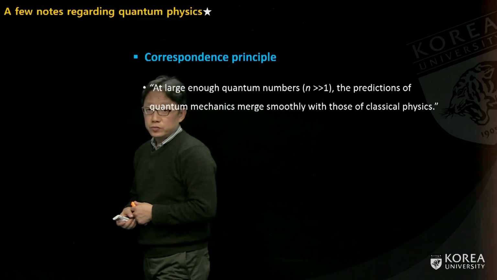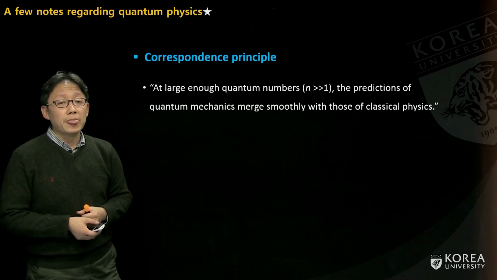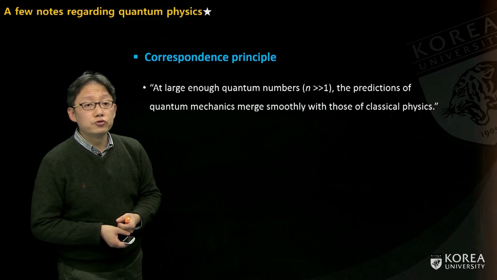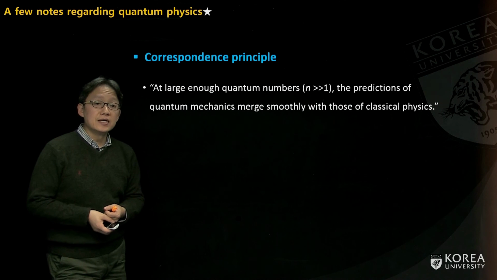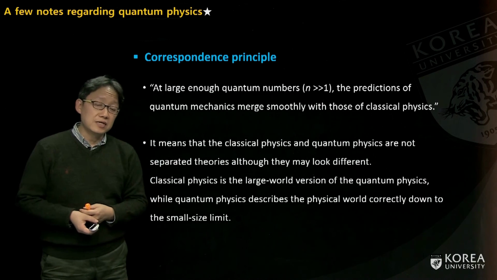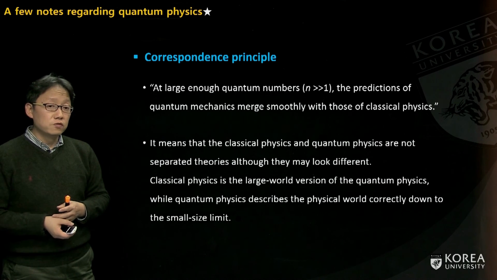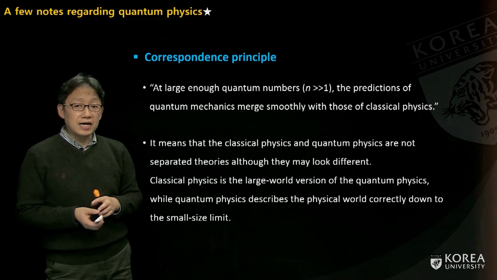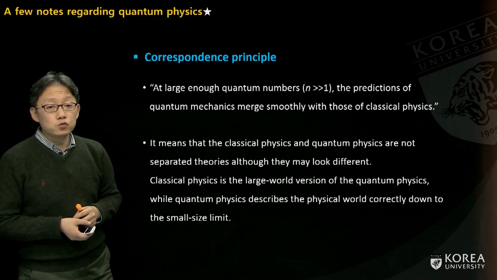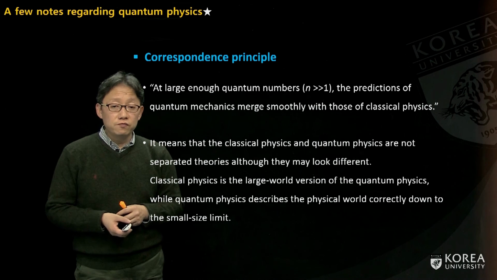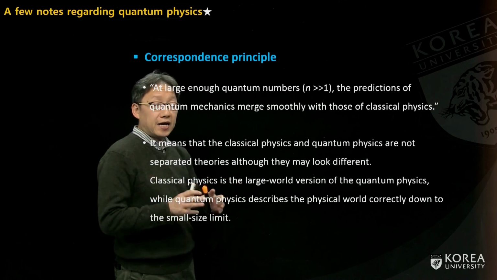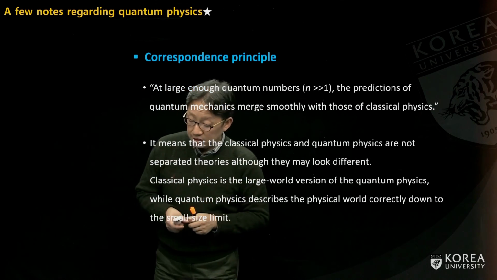The second principle I'd like to mention is the correspondence principle. Try to read what is written here: at large enough quantum number n, the predictions of quantum mechanics merge smoothly with those of classical physics. It sounds a little difficult, but basically what it means is that even though classical physics and quantum physics look different, they are actually not separate theories. In fact, classical physics is simply a large-world version of quantum physics, while quantum physics correctly describes the physical world down to the small size limit. So they are actually coming from the same natural laws.